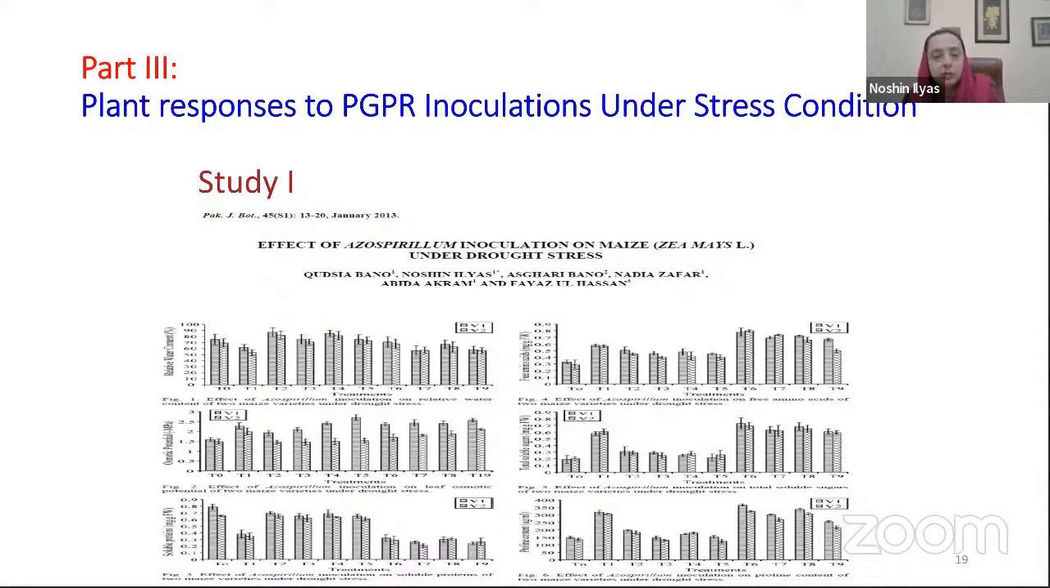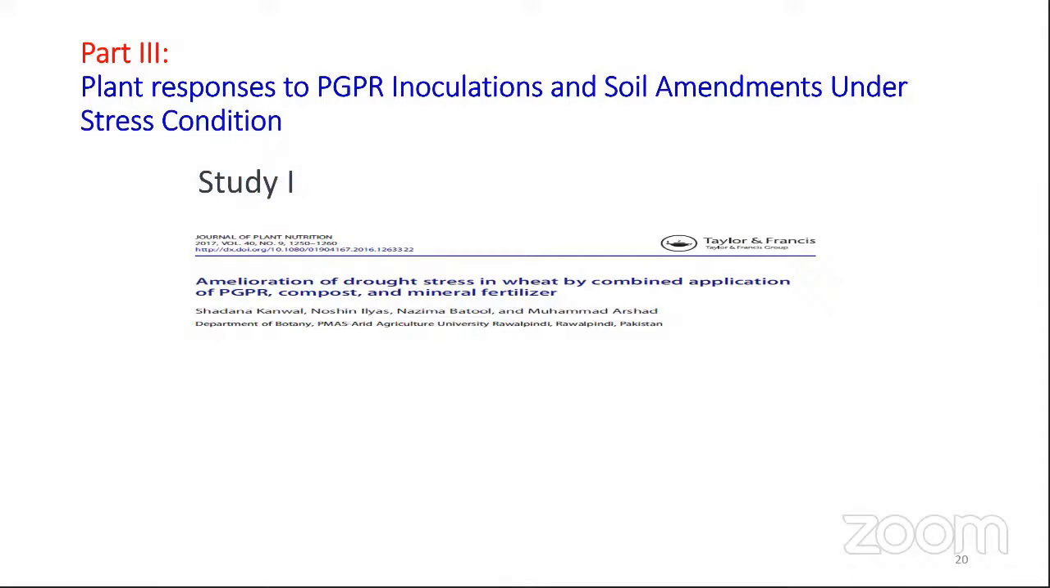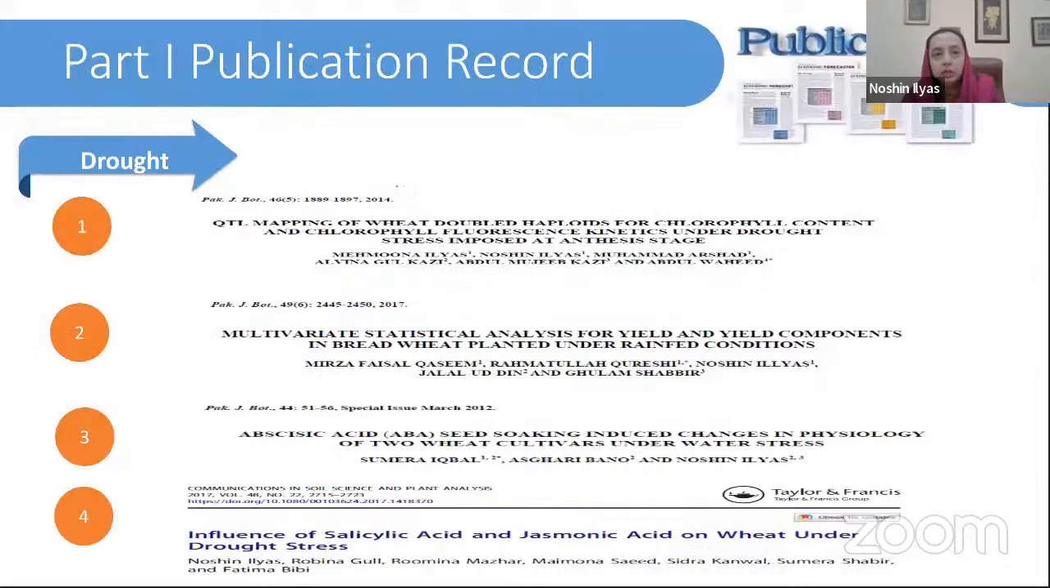And we observed that these PGPR had some mechanism with the help of which they can improve the growth parameters of the plants, particularly under the stress condition. Along with it, we applied this PGPR with some soil amendments also, and we got some very good result. And these are the details of some of the publications which we carried out particularly for the drought stress.